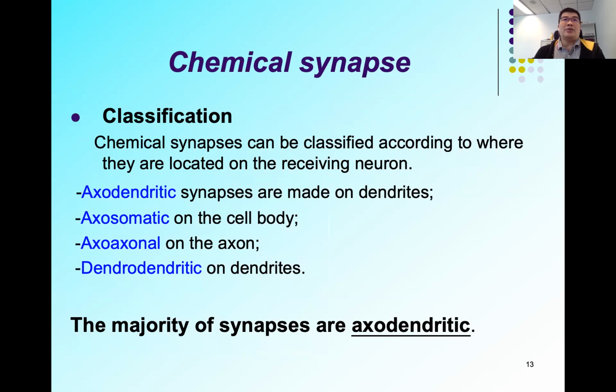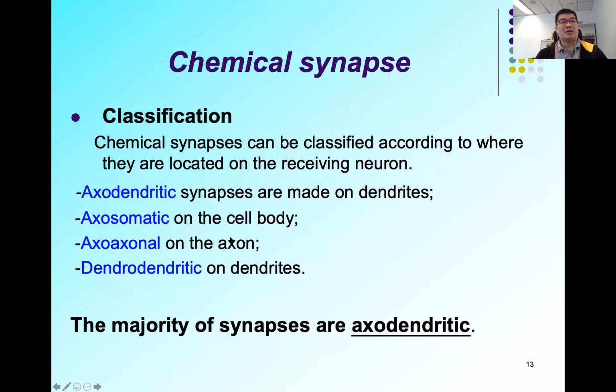Now, classification of the chemical synapse. We always classify those for the ease of comparison and to remember them. They are classified according to where they are located on the receiving neurons. For example, the axodendritic synapses are made from axon to the dendrite.